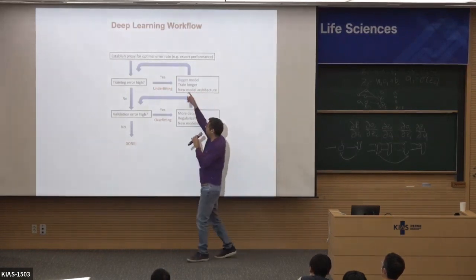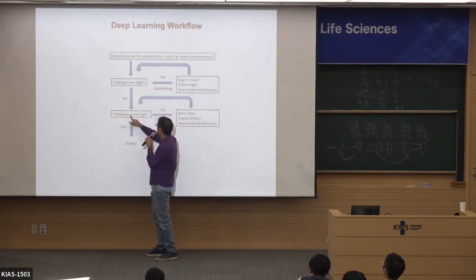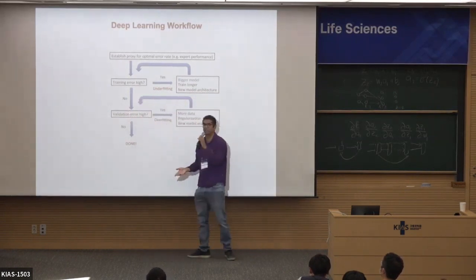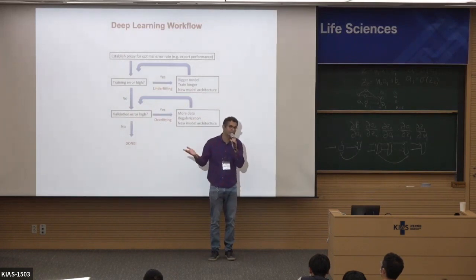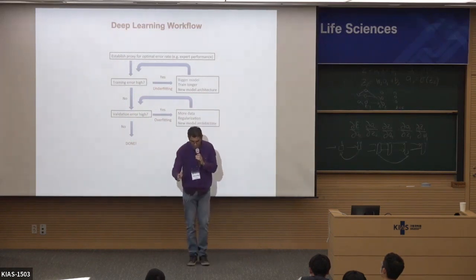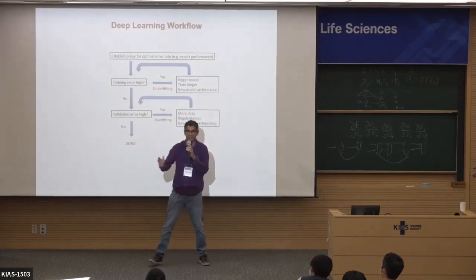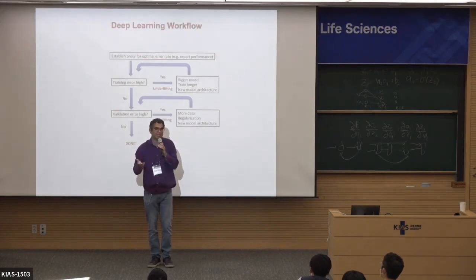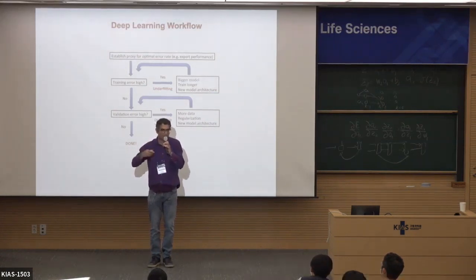If the training error is not high, then the question is the validation. Validation is like a test set, but it's not a test set because you're never allowed to tune anything on the test set. So you take your training data set and divide it into a training data set and a validation data set. The validation data set is like a test set, which I use to tune hyperparameters, architectures, things like that.